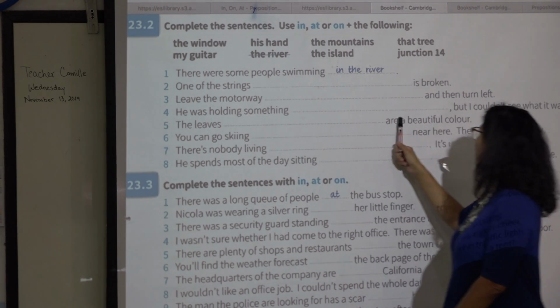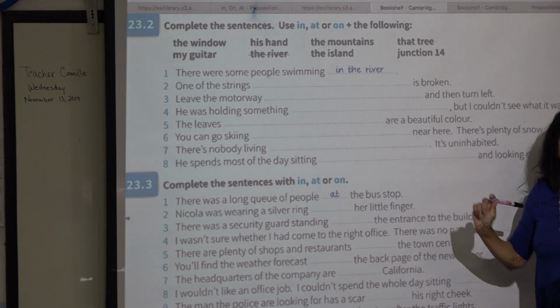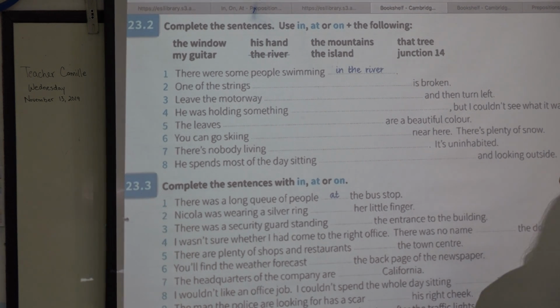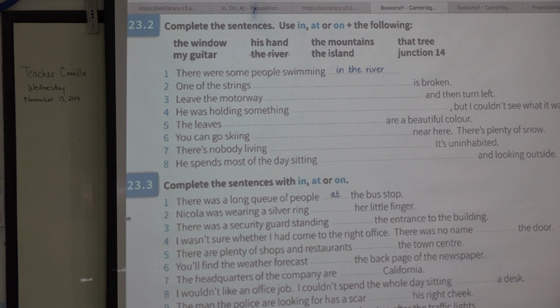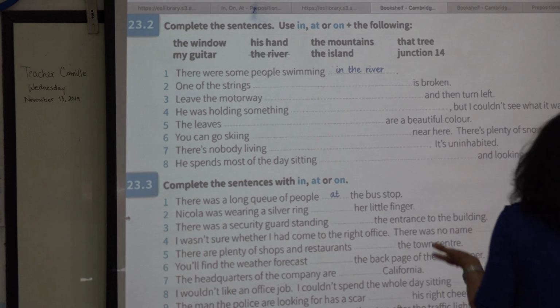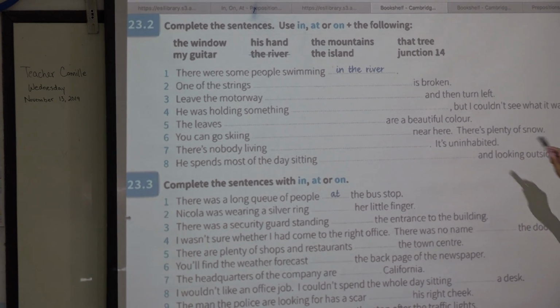The leaves blank are a beautiful color. Probably this. On the tree? The leaves on that tree are a beautiful color? What do you think? The leaves in that tree are beautiful. On. On. You're right. The leaves on the tree. Because here's a tree and the leaves are attached. They're on the tree. Good. On the tree. What about this one?